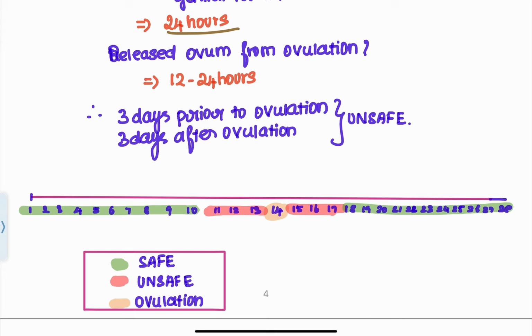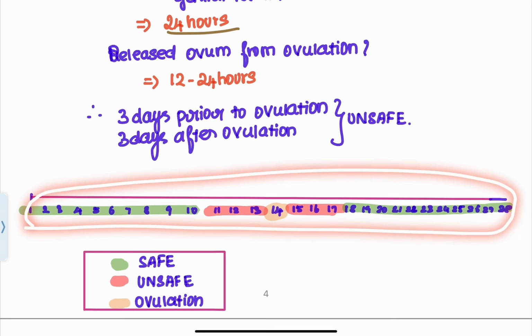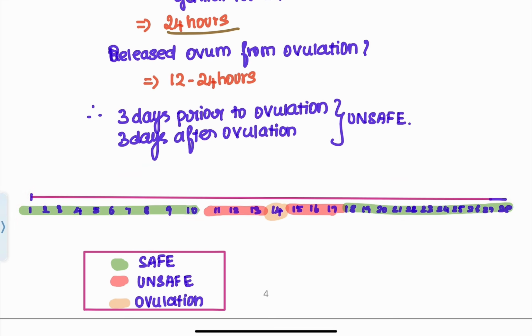As you can see in this time bar, I've given day 1 to day 28. Let me show you here. So here I've given day 1 to day 28, right? From day 1 to day 10, which is depicted in green, is the safe period. Any act of coitus during this safe period is never going to result in any conception.